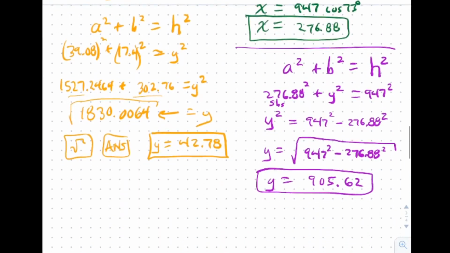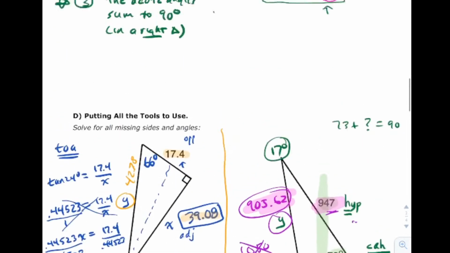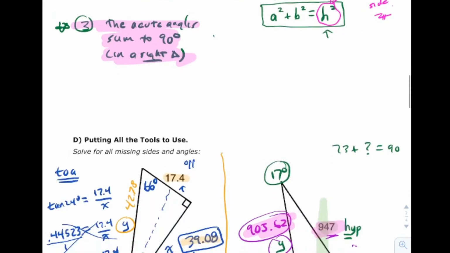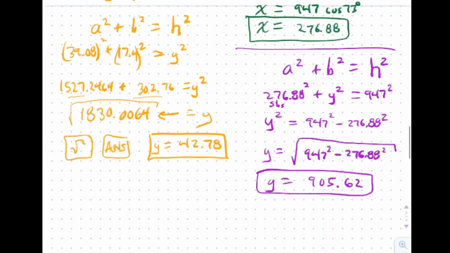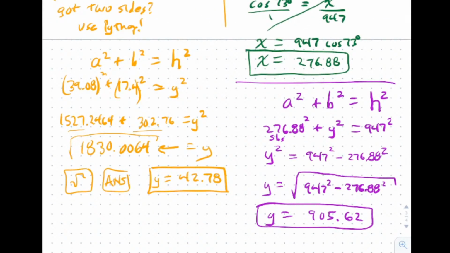But cool. Those are the 3 tools. So let me come back up here and summarize the 3 tools. You get your SOH-CAH-TOA, which you usually only have to use once. You get your Pythag theorem, which you're usually only going to use once. And then you've got the sum of the acute angles adds to 90, which again, you're usually going to use once. 3 tools, boom, boom, boom. If somebody gives you a little bit of information about right triangles, you may be able to figure everything else out using those tools. Cool.